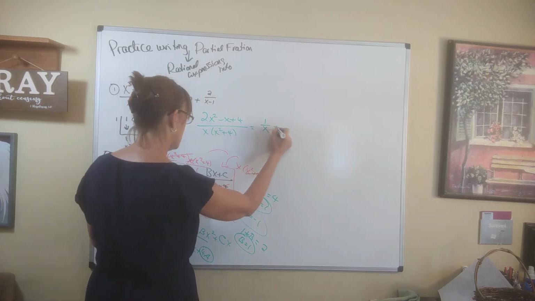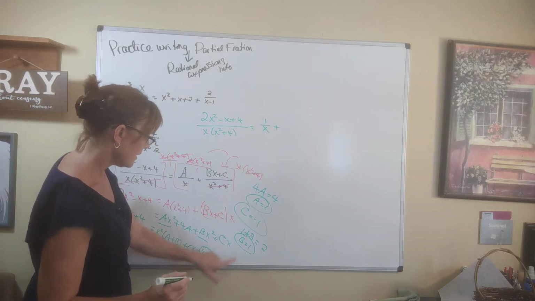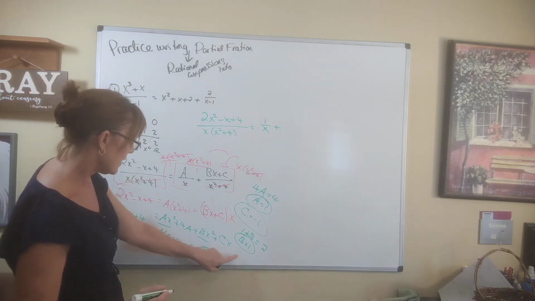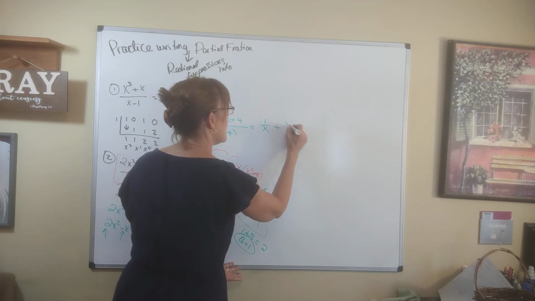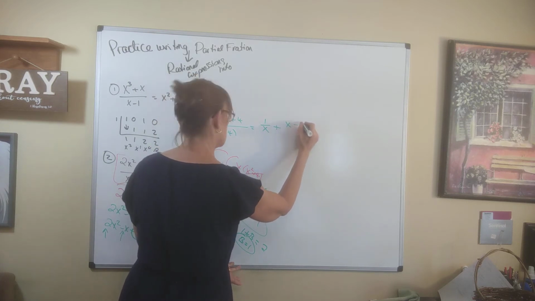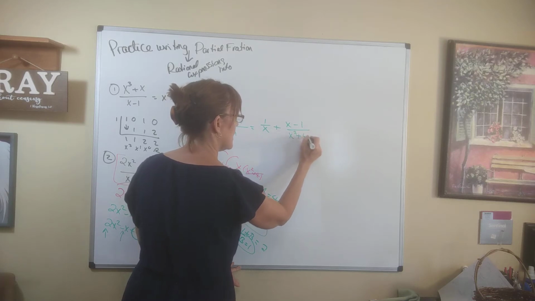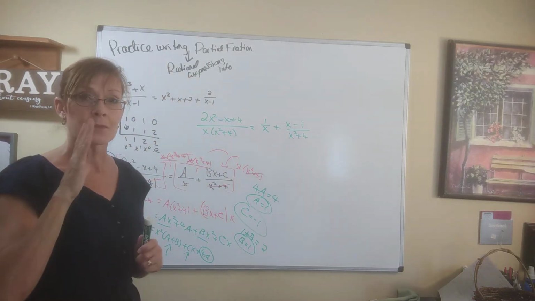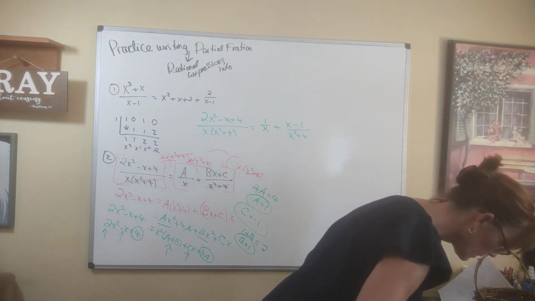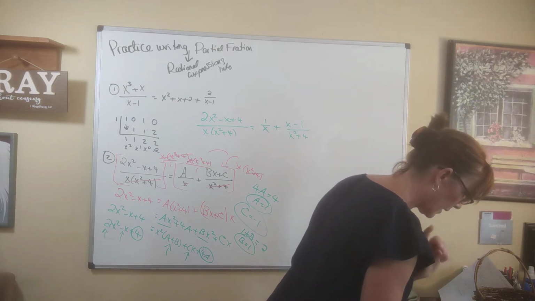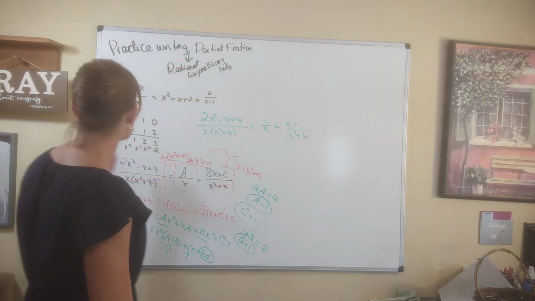plus (x minus 1) over (x squared plus 4), where b is 1 and c is -1. Now I'm just going to double check to make sure I didn't make a mistake. 1 over x, x minus 1, x squared plus 4. I like it. Okay, so that's number 2.